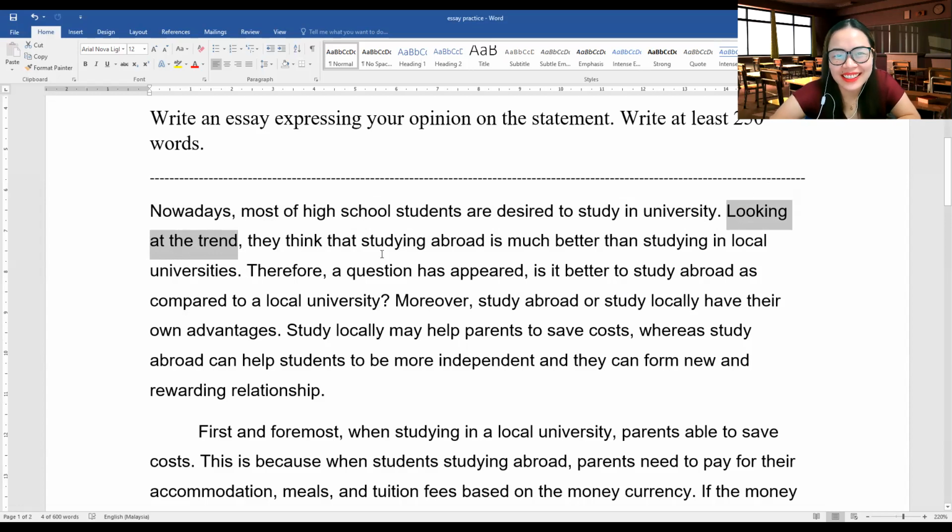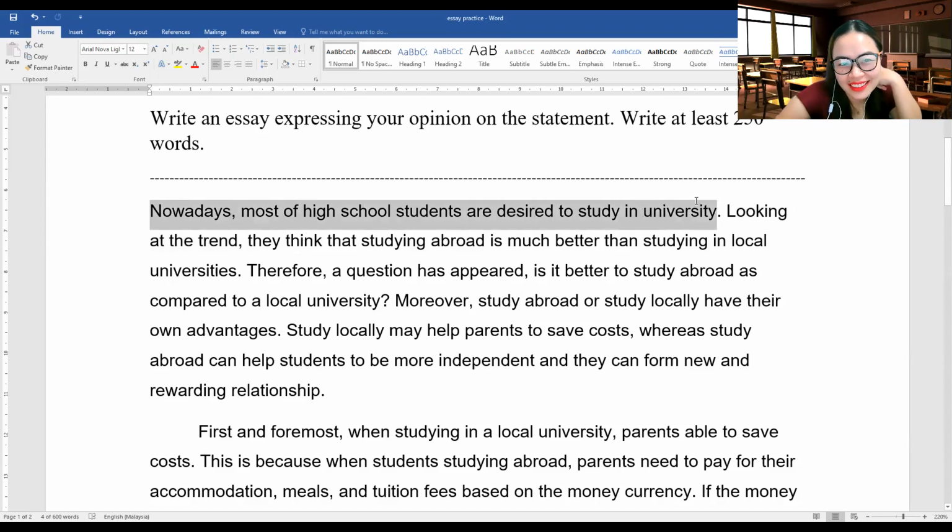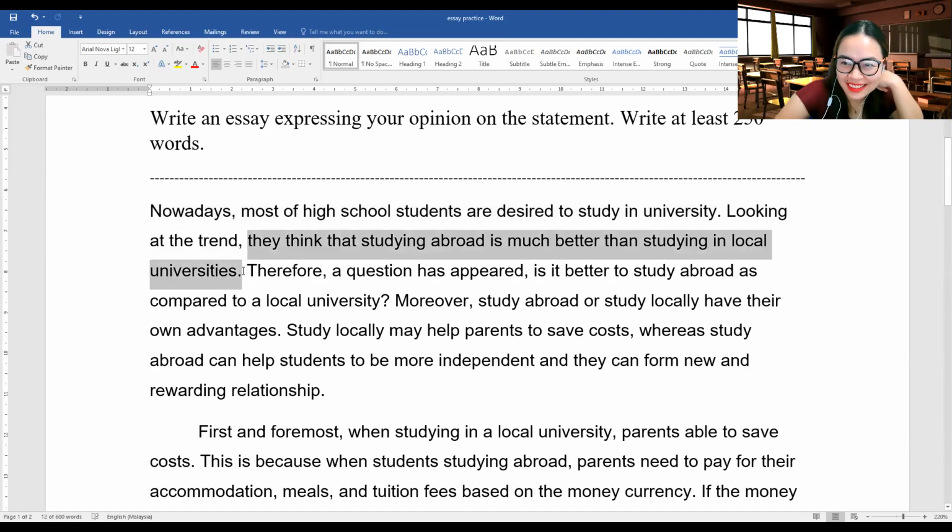I don't think this one is related to this one, right? When you want to use the linking words looking at this trend, it means it's related to the previous sentence, true? So it's not a suitable linking word here. What you can say is furthermore. Furthermore means an addition to the previous idea. Looking at the trend means like your interpretation of the situation. I don't think by looking at this, you can interpret it as this, right?